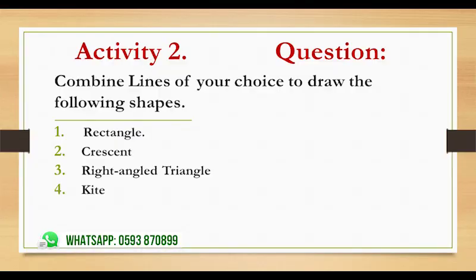Let's move on to our second activity for the day. Now, I want you to combine any line of your choice to draw the following shapes. Remember, we've learned about lines. You are going to choose any of them to draw the following. 1, a rectangle. 2, a crescent. 3, right-angled triangle. And 4, a kite.